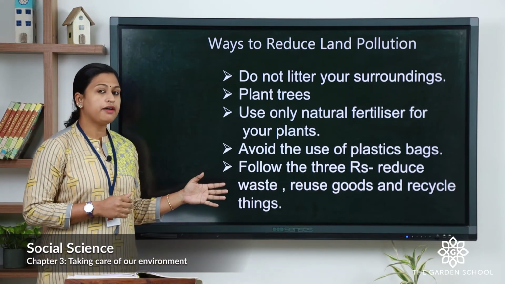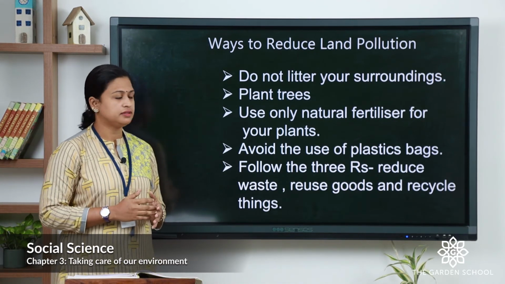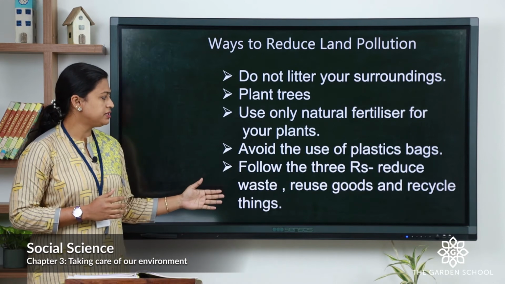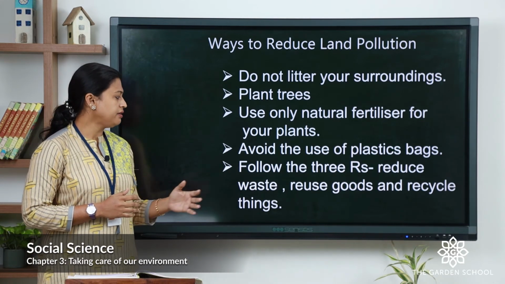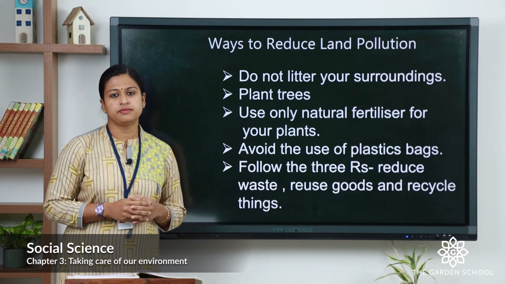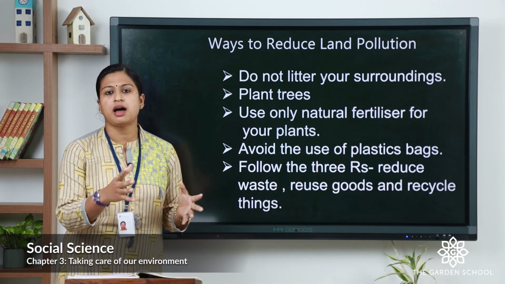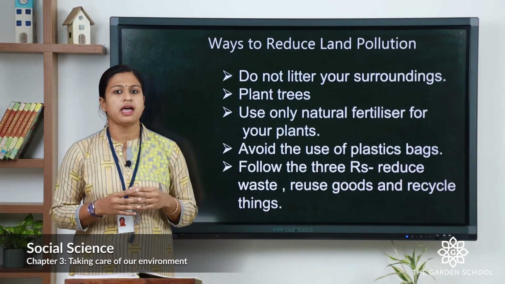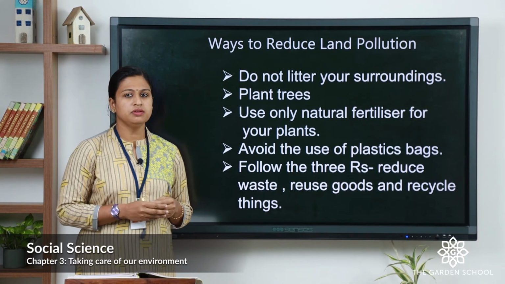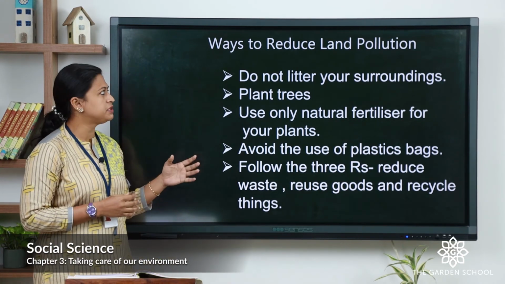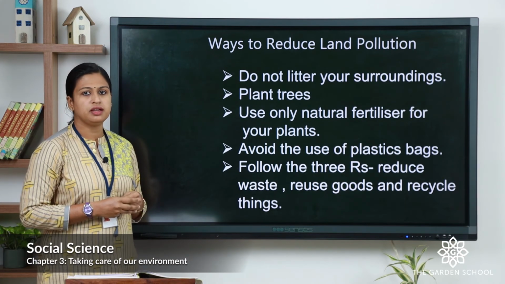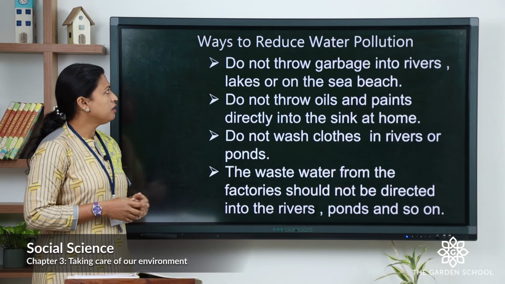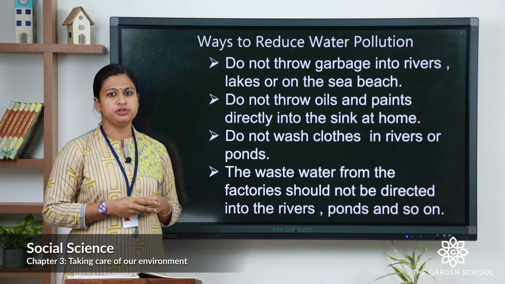Next, we have to follow the 3 R's, that is reduce waste, reuse goods and recycle things. Instead of throwing garbage here and there, we can use our own compost at home. So, these were some of the steps to reduce land pollution. Next, we will see ways to reduce water pollution.